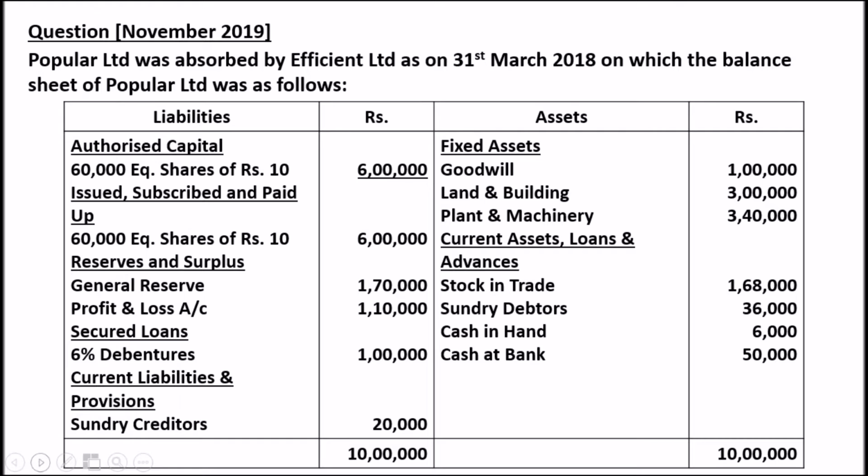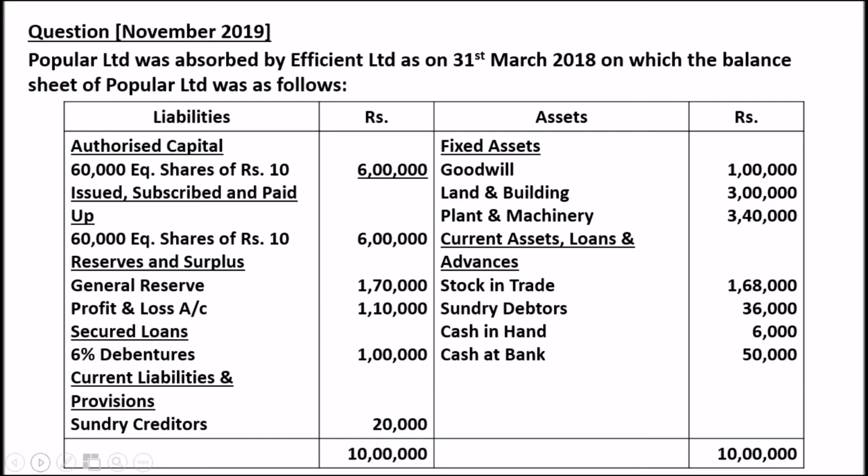It says Popular Limited was absorbed by Efficient Limited as on 31st March 2018, on which the balance sheet of Popular Limited was as follows. On the liability side, we have authorized capital 60,000 equity shares of rupees 10, issued, subscribed and paid up 60,000 equity shares of rupees 10, that comes to 6 lakhs. Reserves and surplus as general reserve and profit and loss account. Secured loans has 6% debentures, and current liabilities and provisions includes sundry creditors.